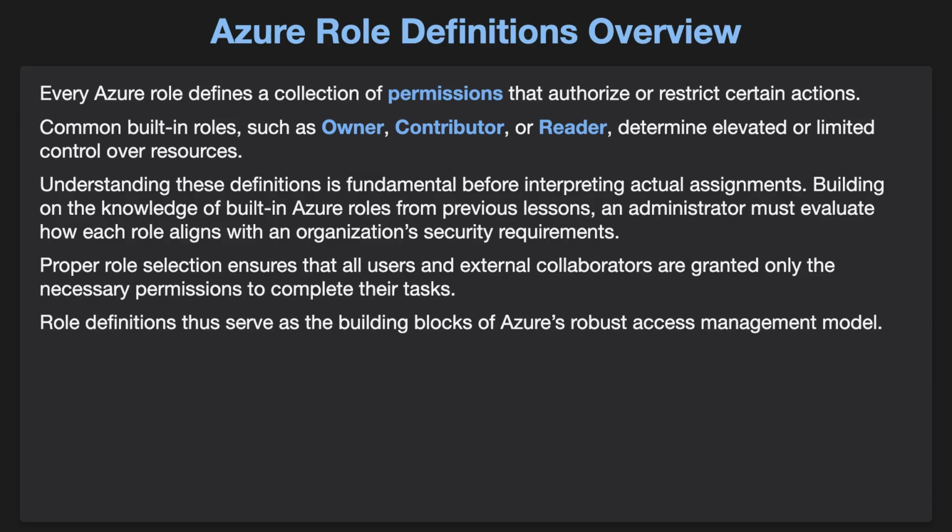Building on a knowledge of built-in Azure roles from previous lessons, an administrator must evaluate how each role aligns with an organization's security requirements. Proper role selection ensures that all users and external collaborators are granted only the necessary permissions to complete their tasks. Role definitions thus serve as the building blocks of Azure's robust access management model.